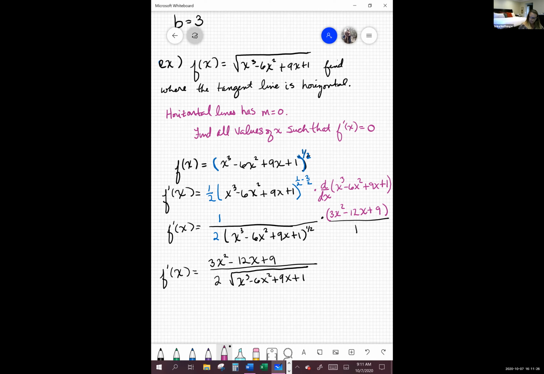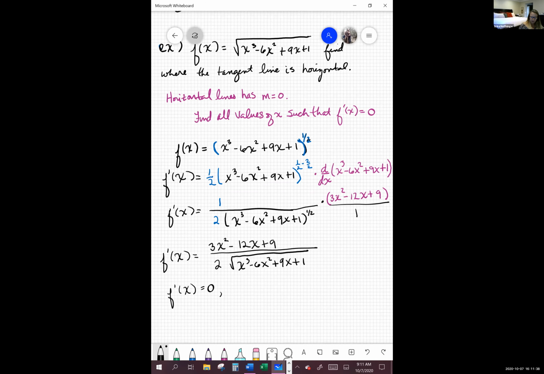So we want to know when f prime of x equals 0. So we want to know when is this whole thing equal to 0?